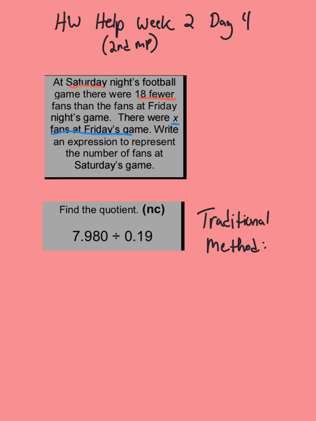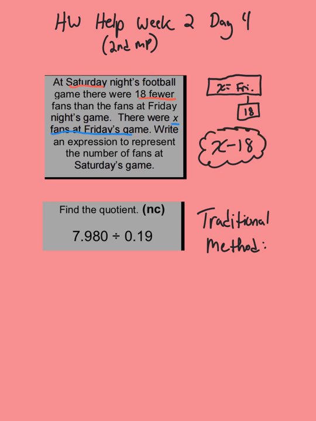So I'm going to use a bar diagram to help me out. First off, I'm going to draw a bar, and this is going to be X. And I know that means there were X fans on Friday. Now on Saturday, there were 18 fewer fans. So I'm going to take 18 away. And this is going to show me that my expression would be X minus 18. That expression would get me the fans that were at Saturday's game.